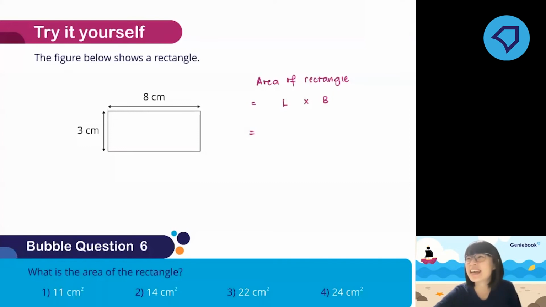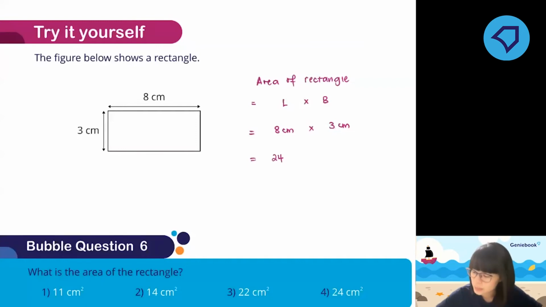Ooh, time is up. Excellent job, guys. Well done, well done. Okay, so yes, length times breadth. Length in this case is 8 centimeters. Breadth is 3 centimeters. So we multiply 8 times 3 is equal to 24.